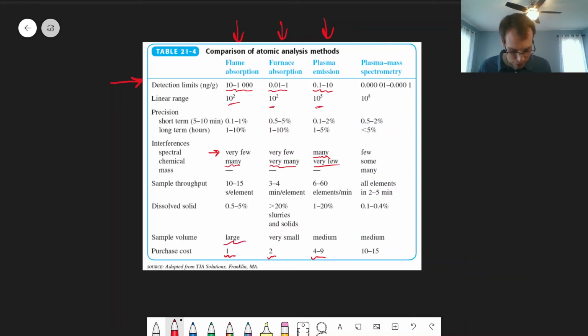And then the final one, sample volume. Flame absorption takes the most because you have to constantly feed the flame. Furnace absorption is the least because your sample is contained in that furnace and doesn't leave, and so you can do your measurement with a much smaller amount. Plasma emission is somewhere in the middle. You still need to feed the plasma, but not as much as the flame. And so that gives you an idea of the advantages, disadvantages, why you might choose one of these over another, particularly cost, right? Cost is not something you can ignore when you're thinking about these analysis methods.